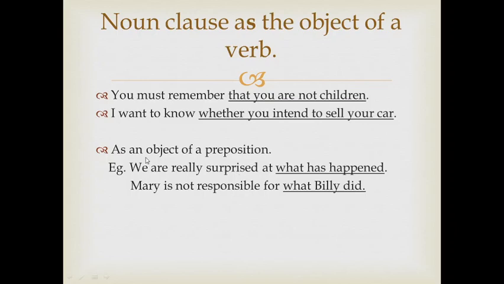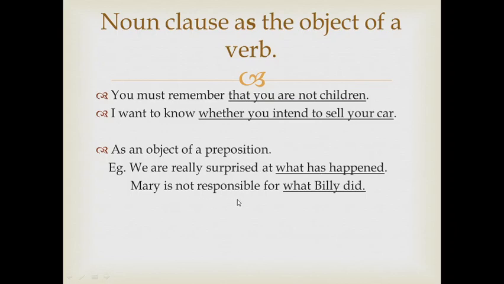Now, noun clauses can also come as the object of a preposition. We are really surprised at what has happened. Here we can see a preposition at. So it comes as a complement of the preposition at. What has happened is the noun clause there. It comes as the object of the preposition at. It complements the preposition at. We are really surprised at what has happened.